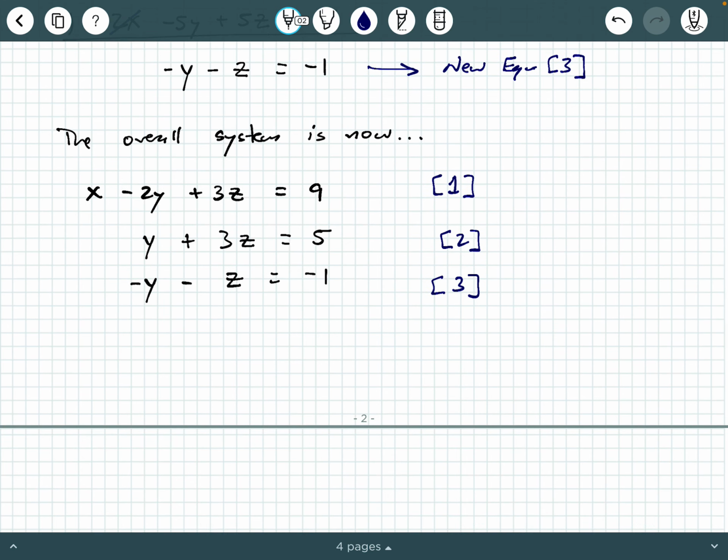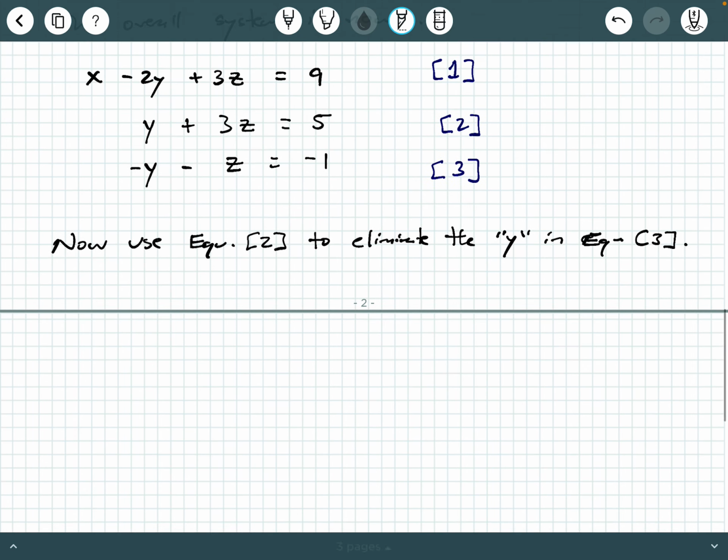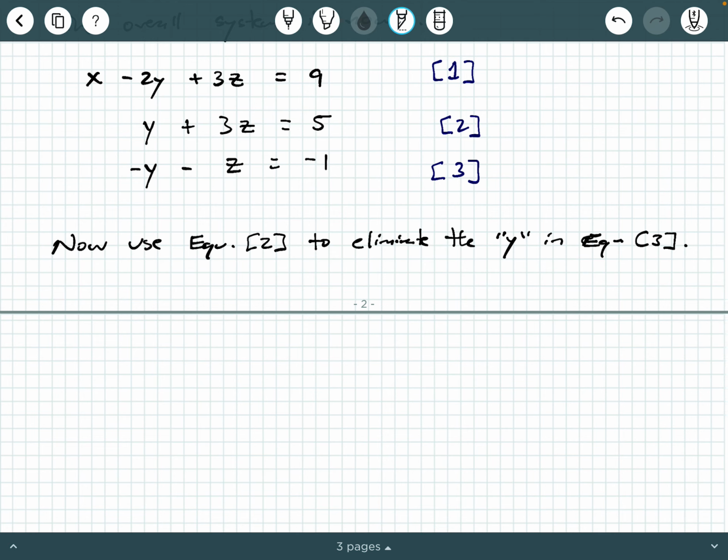So now, what's another step we can do? At this point, this is our system. At this point, we can now use equation 2 to eliminate the y in equation 3. Okay, so we can do a similar kind of thing that we just did twice actually, but we're using equation 2 now to create a cancellation of the y term within equation 3. And we can see that that's already pretty much set up for us, okay?